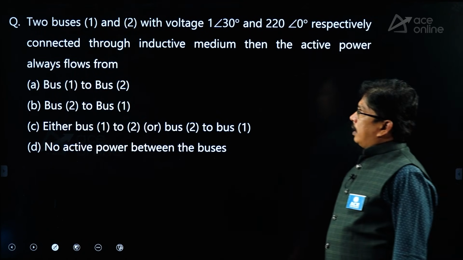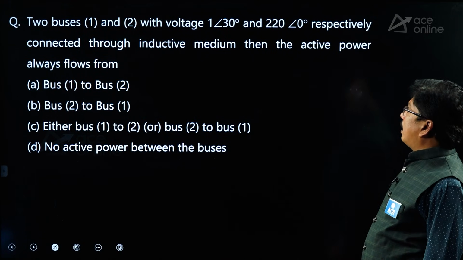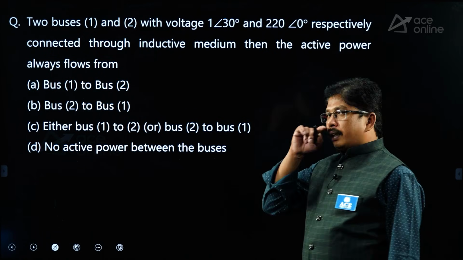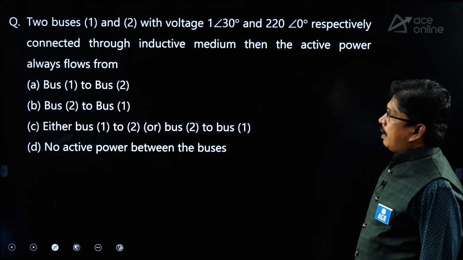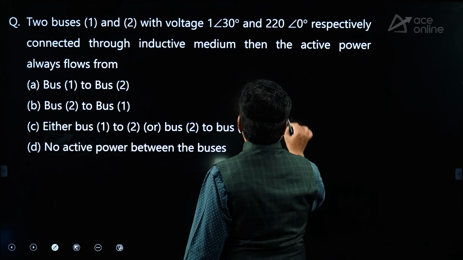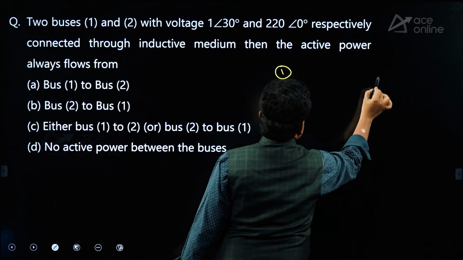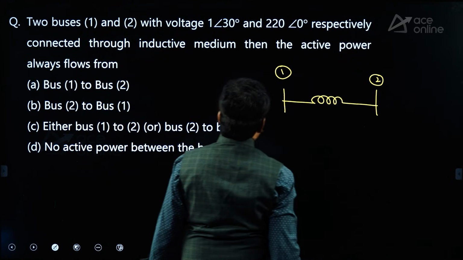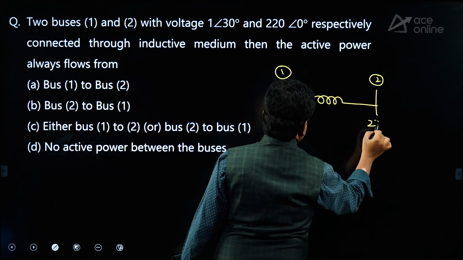Next one. Two buses, bus 1 and bus 2 with voltages 1 at an angle of 30 and 220 at an angle of 0 respectively are connected through an inductive medium. Then the active power always flows from. Whenever you are having two buses, bus 1 and bus 2, which are connected through an inductor, right?